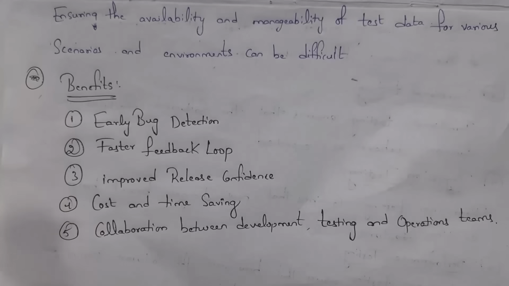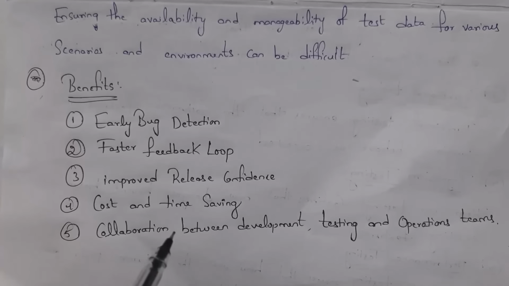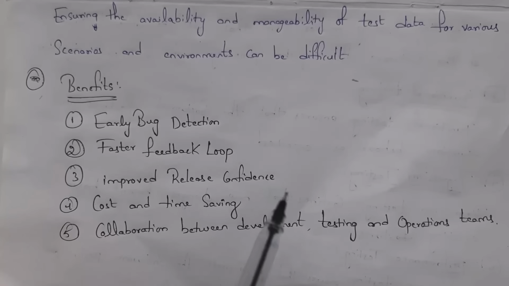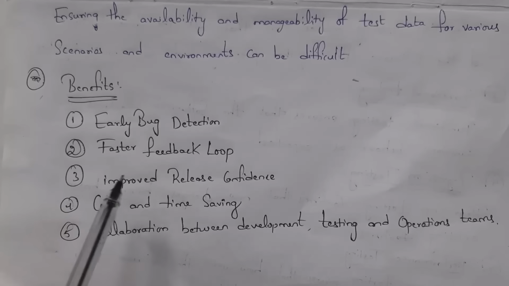Guys, these are various kinds of benefits if we perform automation testing in DevOps. First one is early bug detection. We can easily find errors at an early stage. And the second one is faster feedback loops. So after performing testing, if anything is not working well, they will immediately take feedback and develop new code again. And the third one is improved release confidence. If each and every test is successful, then we will get confidence and we can easily release our software.